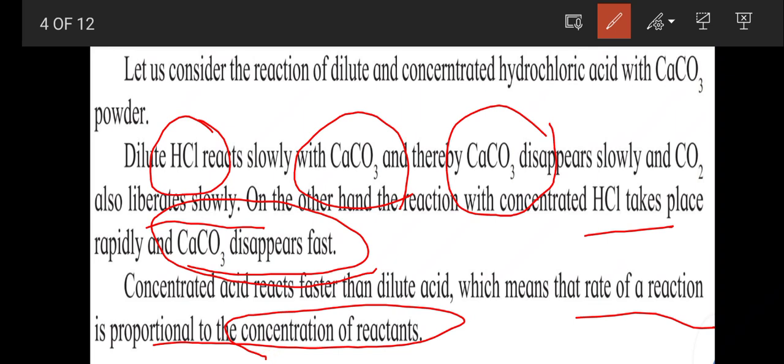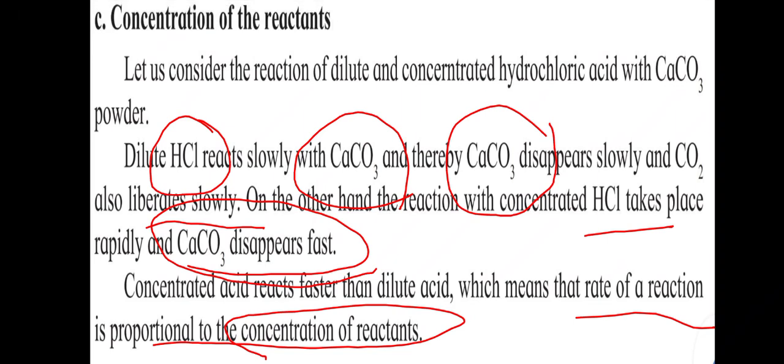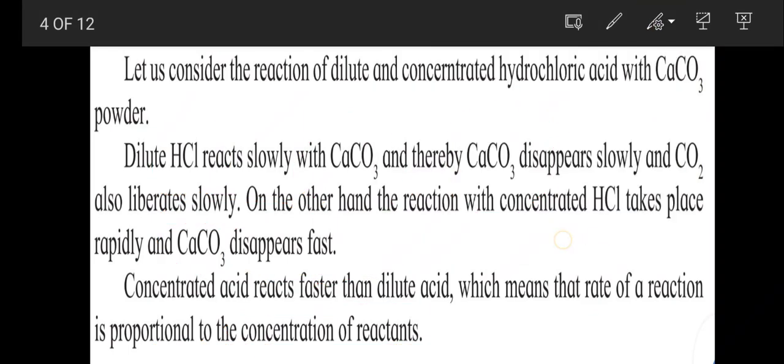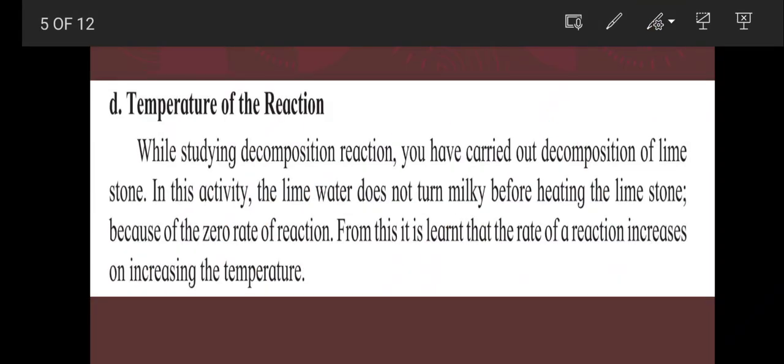Means what? If concentration is greater, the rate of reaction is much faster. If concentration is smaller, then the rate of reaction is smaller. So here, concentration also plays an important role. Next one is the temperature of the reaction.